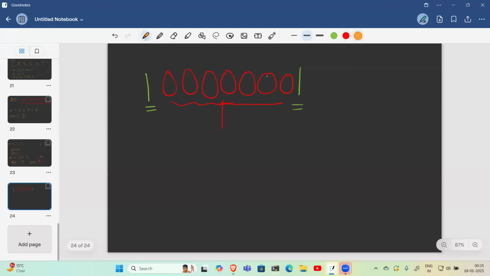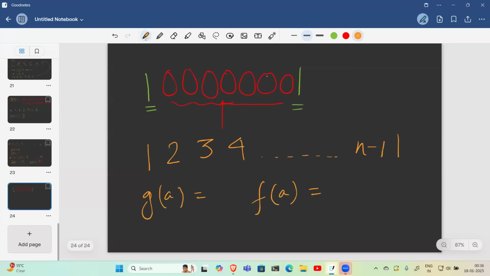So let us try this. Suppose I have a 1 here, and then I have a 1 here. And suppose I fill this entire thing with distinct values. So I give 2, 3, 4, and it goes till n minus 1. And then we have 1 here. Any idea what is the value of g of a and what is the value of f of a? 3 and n minus 2. Okay. Yeah, great. The value of f of a is 3, and the value of g of a is n minus 2.